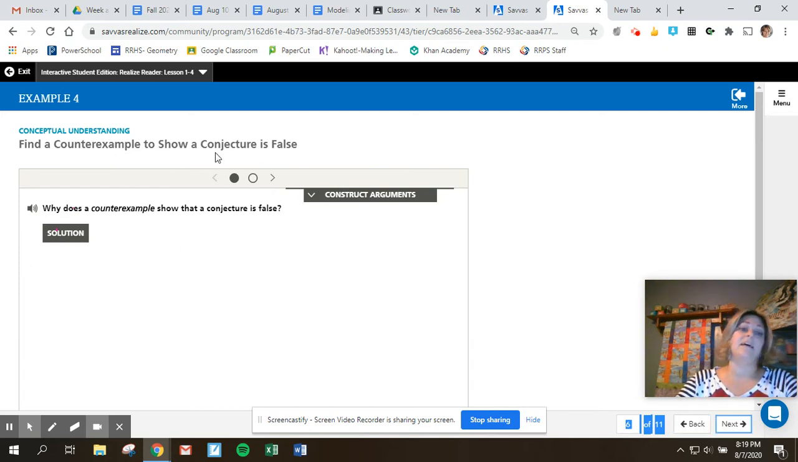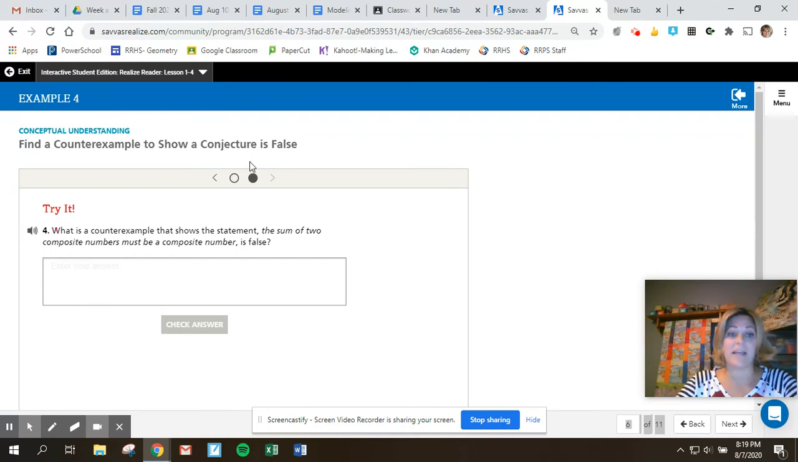Counterexample. So this conjecture talks about counterexamples. A counterexample is just that. It is an example that doesn't work. So a counterexample shows something that is false. So it's going to ask you for a couple of counterexamples to show something is false.